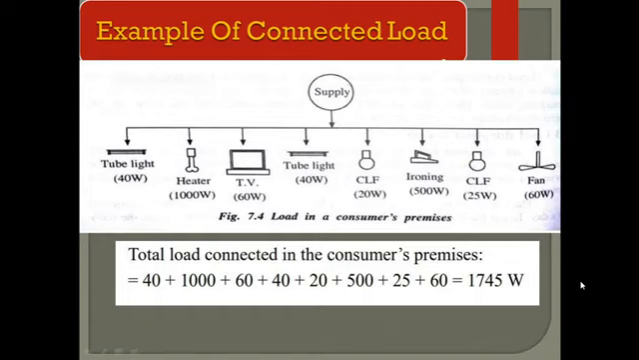This is the example of connected load. Tube light 40 watt, heater 1000 watt, TV 60 watt, tube light 40 watt, CFL 20 watt, ironing 500 watt, CFL 25 watt, fan 60 watt. So if you want to calculate the connected load, you have to add all the appliances that you can see in this particular figure. Then you can get the connected load. In this given example, it comes to be 1745 watt.